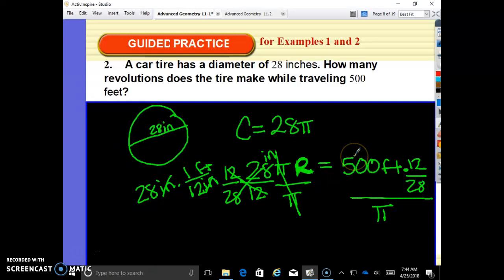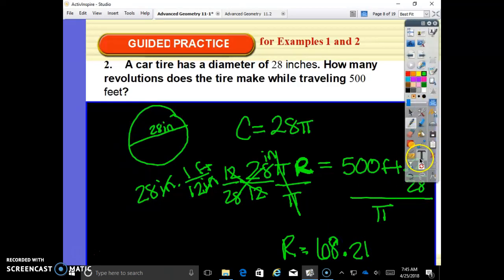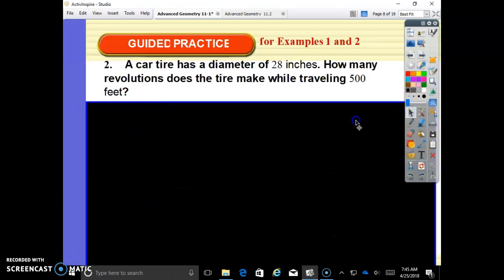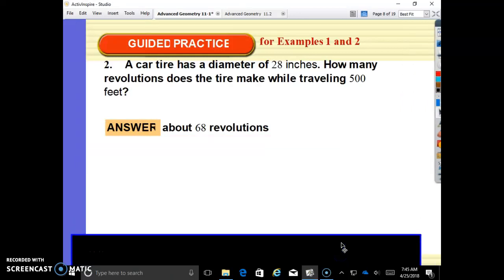So, in my calculator, 12 divided by 28 equals 0.4285 times 500 equals, divided by pi equals. And I got that the revolutions is 68.21 revolutions. Make sense?